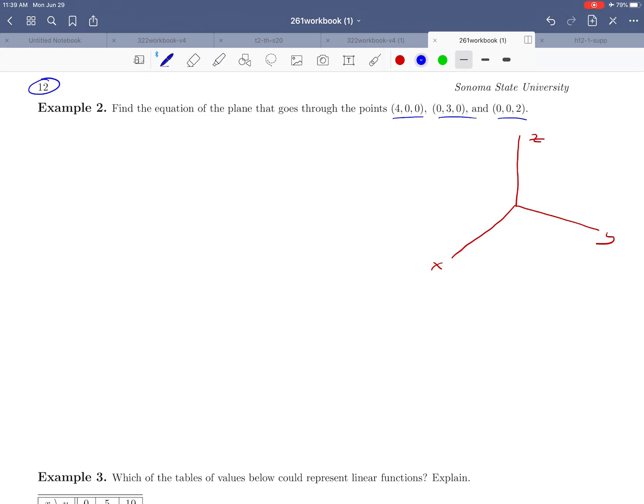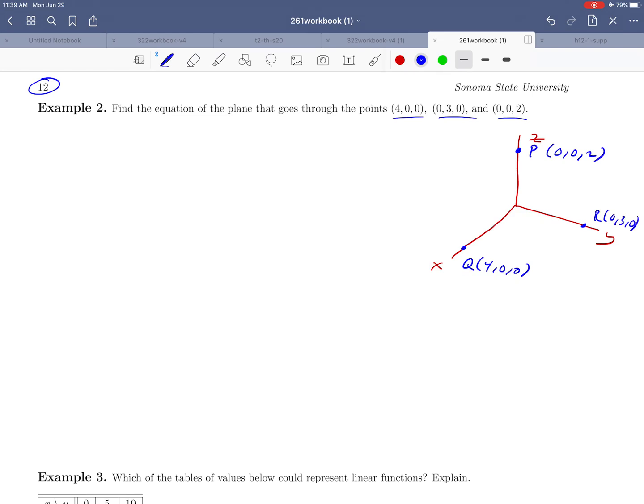So 0, 0, 2, that's going to be right on the z-axis here. Then 4, 0, 0, let's write the coordinates also. It'll make this easier to do. Q is 4, 0, 0. And then on the y-axis, R is 0, 3, 0.